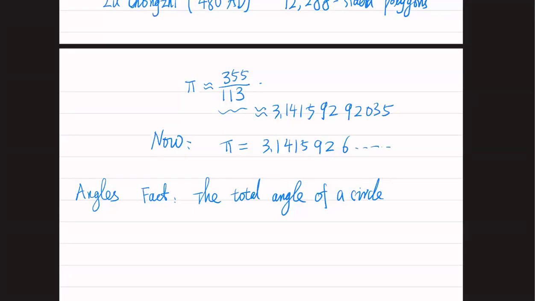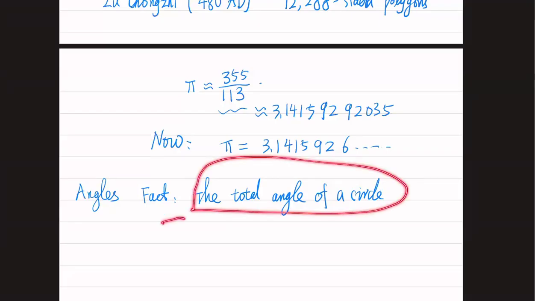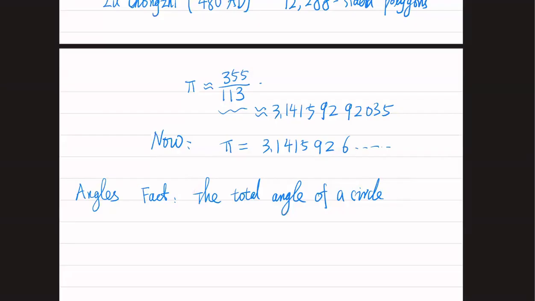Okay, let me check if you have seen this before. Jessica, have you seen this before? The total angle of a circle. Isn't it 360? Okay, nice, nice.